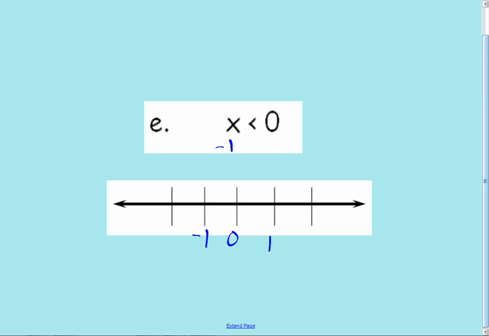Negative 1 is less than 0. We should all get that, because that's what we say is below 0 here in Minnesota.